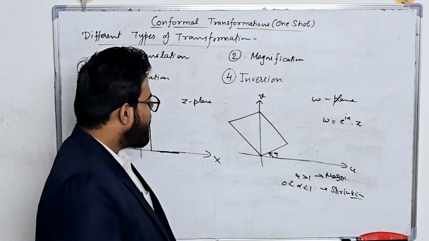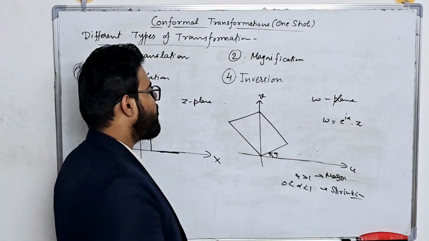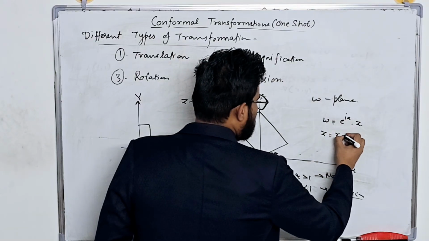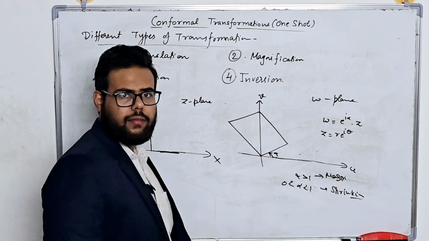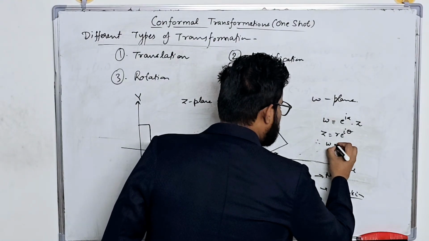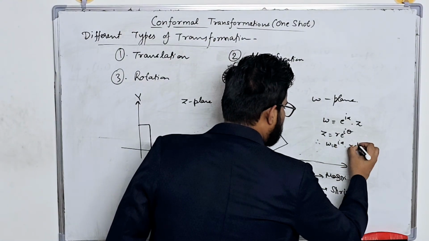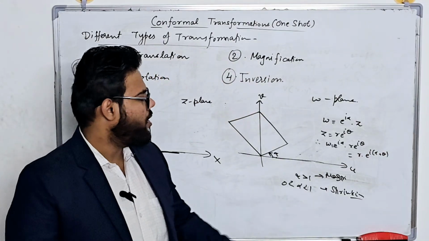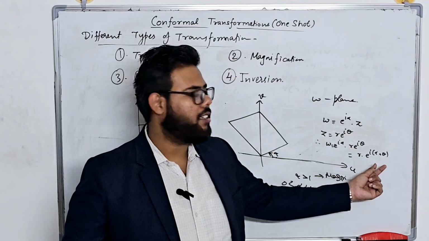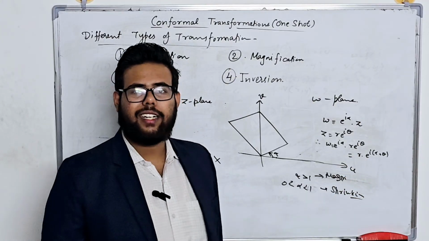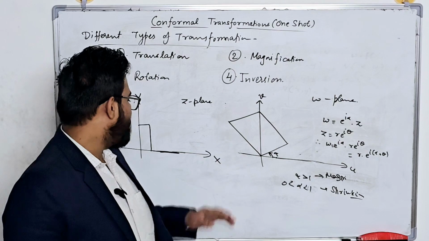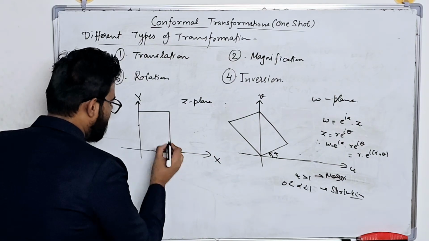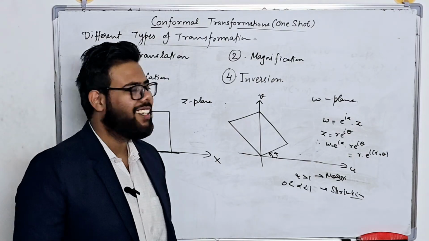Now one question is: will the magnitude change or not? We all know that z = r e^(i theta), correct? Hence we have w = e^(i alpha) times r e^(i theta), which is equal to r e^(i(alpha + theta)). So we can clearly see that just the angle, the argument, has changed, but the magnitude is still the same. So its magnitude and this magnitude will be the same. I should also draw it big, so that now at least they look the same size.